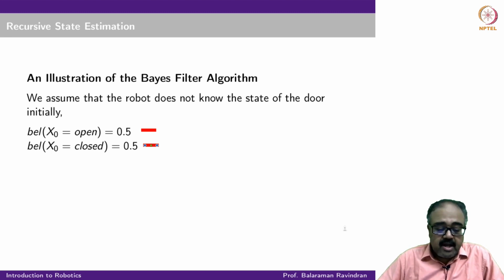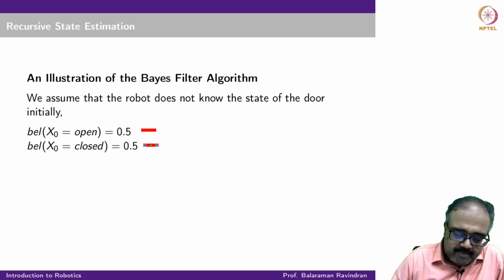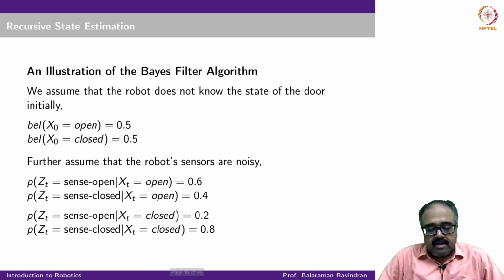Now notice that this does not mean that there is a half chance of the door being open or closed. It just means that the robot thinks the door is open with a half chance, or the door is closed with a half chance. The door is either open or closed. So that's something to keep in mind. Now this is the initial belief that we start off with.